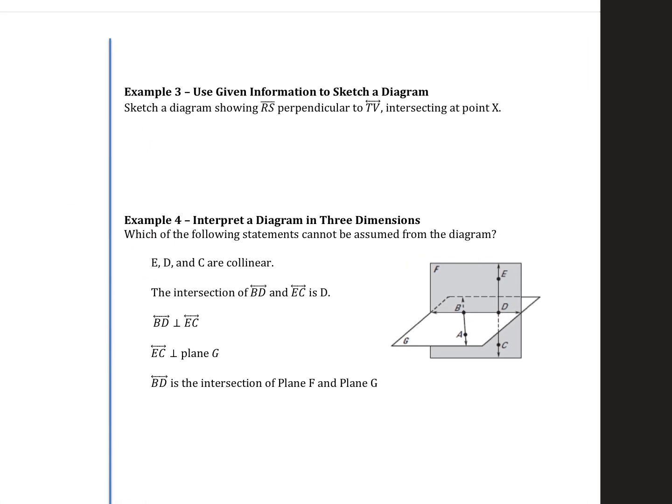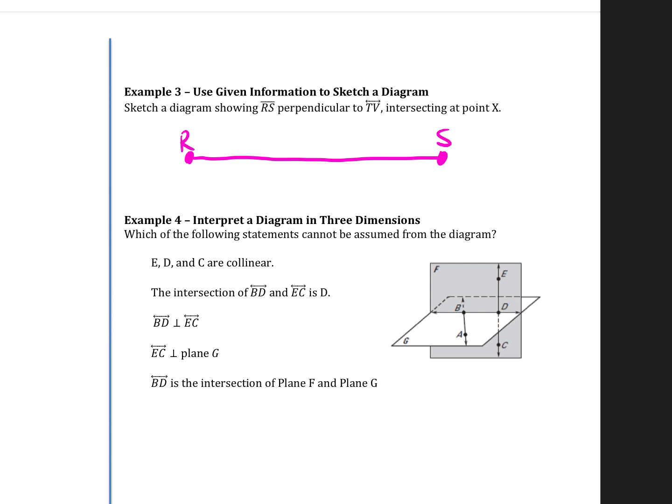All right. Sketch a diagram showing, what's this symbol right here? That is segment RS perpendicular to, what's this symbol right here? Line TV intersecting at point X. Okay. So we're going to draw a segment RS. Let's do that first. Okay. Here's segment RS. Perpendicular to TV. Does it say it meets in the middle or no? It doesn't say it meets in the middle. So let's just draw, it says perpendicular to TV. So this is RS right here.